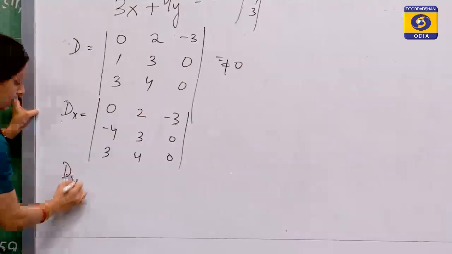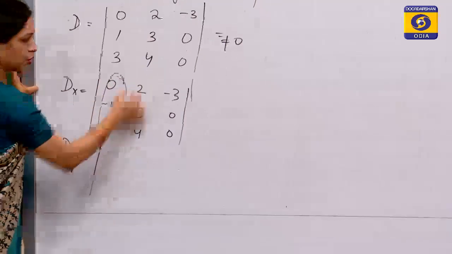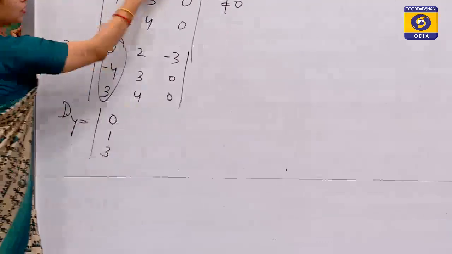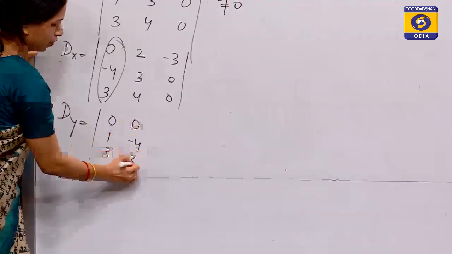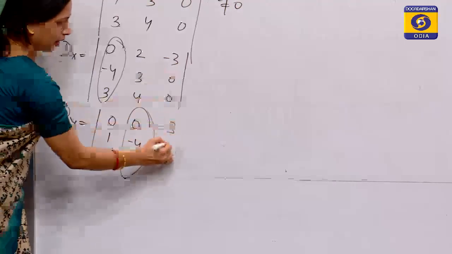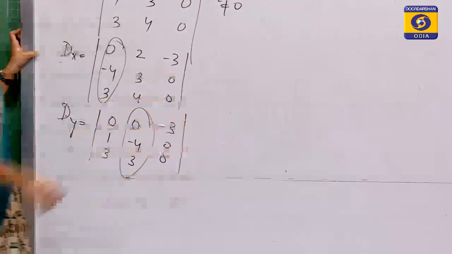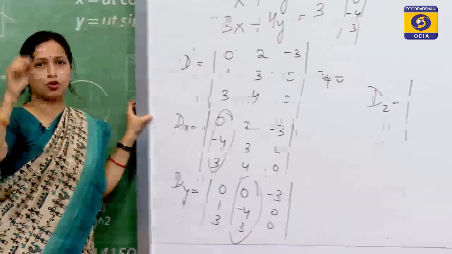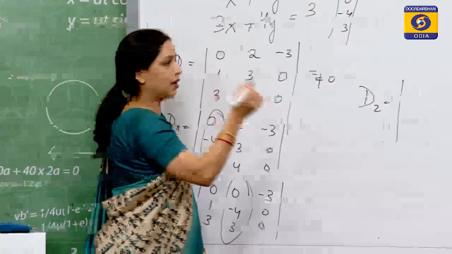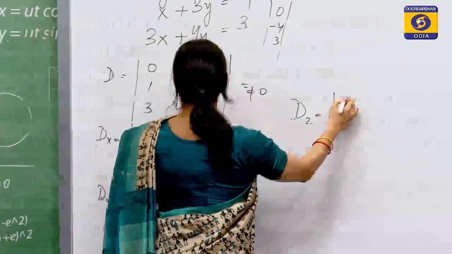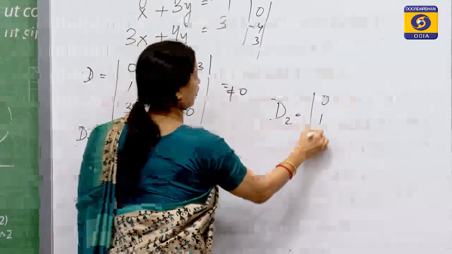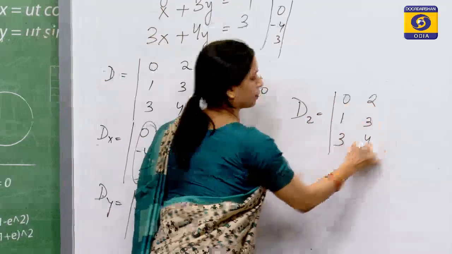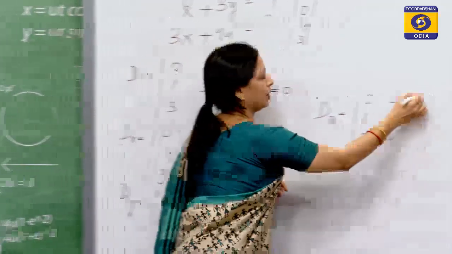Similarly, for dy, what do we do? You substitute the values of y. So, 0, 1, 3 with the known values 0, minus 4 and 3, and the other elements remain the same. Similarly, for dz, what do we do? You substitute the coefficient of z with the known values. So, you repeat the 0, 1, 3, okay, 2, 3, 4 and finally, the known values.